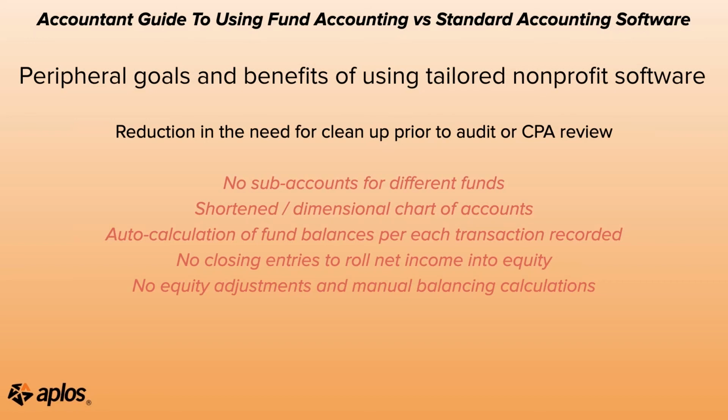So there would not be adjusting entries or any sort of post equity cleanup that would need to happen. You wouldn't necessarily have any closing entries either. This one is more of, I don't know how unique we are in this, but with Aplos, we don't require any sort of closing entries to roll net income into equity.